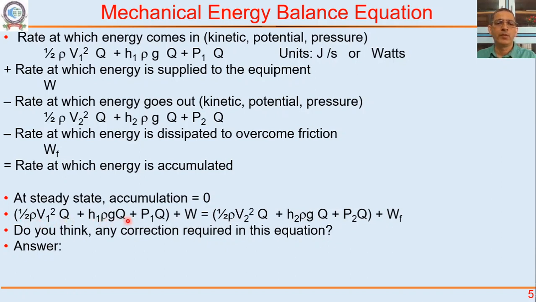H1 rho g Q, P1 Q, plus the energy that I supply, must be equal to half rho V2 squared into Q, H2 rho g into Q, P2 into Q, plus whatever energy is lost in overcoming friction. Now that's our mechanical energy balance, and we are going to use this equation again and again throughout, not just this course, throughout our life for your successful professional career. This is one equation that you will need to use again and again, and therefore this equation is very useful for us. We will see different forms of this equation.